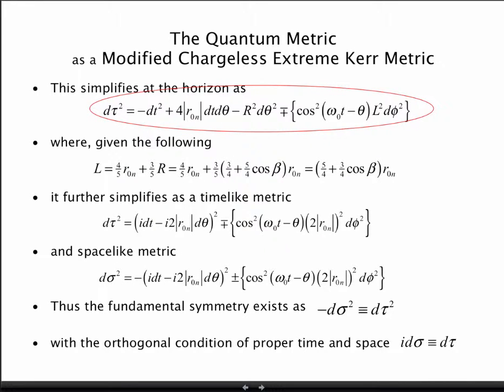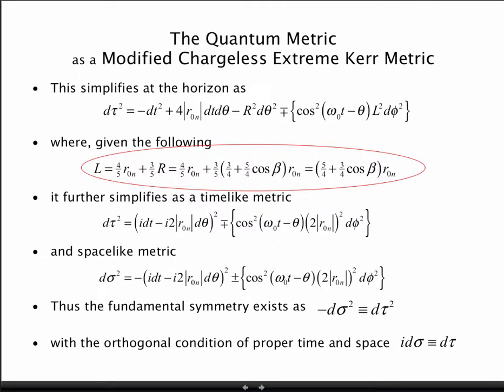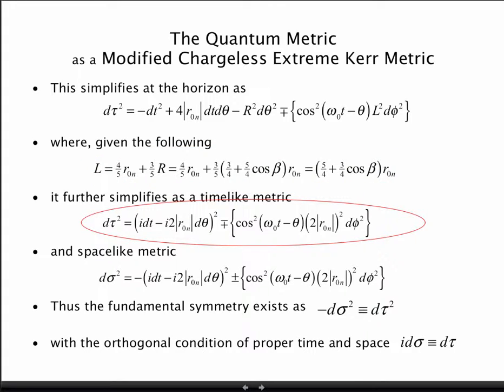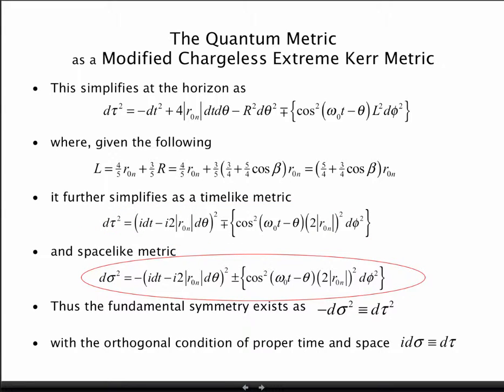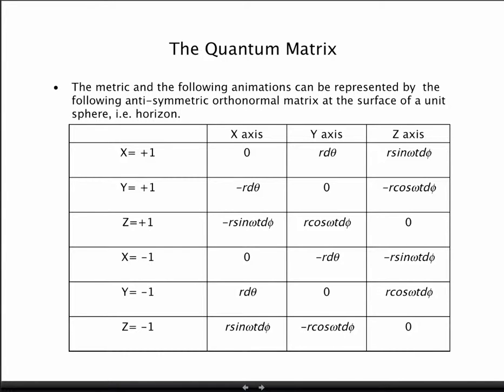Here is a simplification for a fixed spin axis at the equatorial plane, where the cosine of beta equals 1, giving us the symmetrical time-like and space-like metrics, and indicates the orthogonal nature of the proper time and space differentials. These transformations can be represented by this antisymmetric orthonormal matrix of the 6 coordinate positions at the surface of a unit sphere shown by the rows, with their directional vectors with respect to those coordinates shown in the columns.